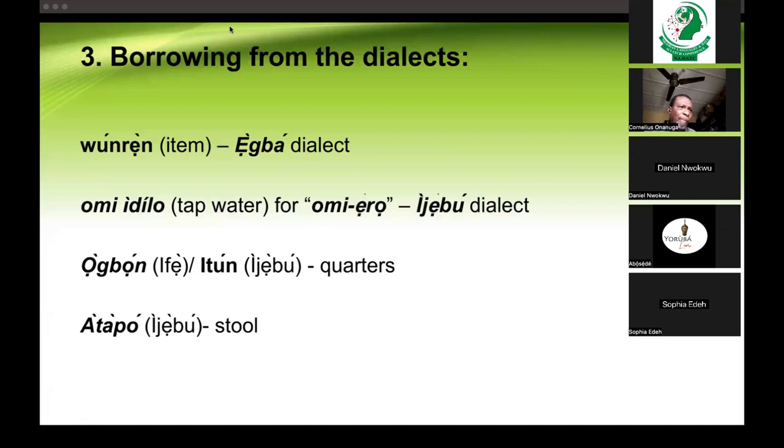I have introduced a few ones here. We know that tap water in most places in Yoruba language, we call it omi ero.